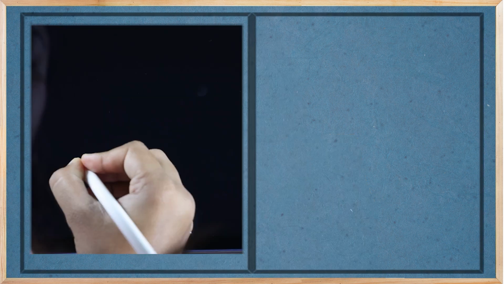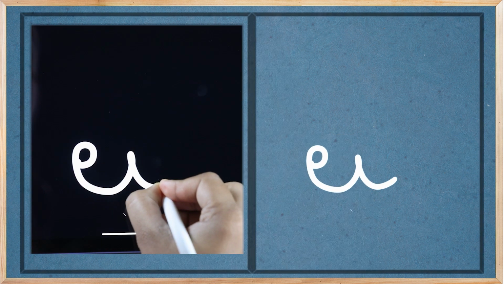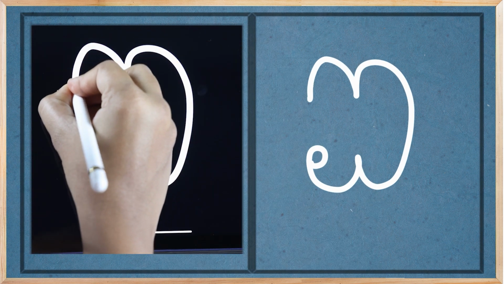Next, we have I. To write the letter I, start with a small circle on the left, continuing to 2 semicircles.